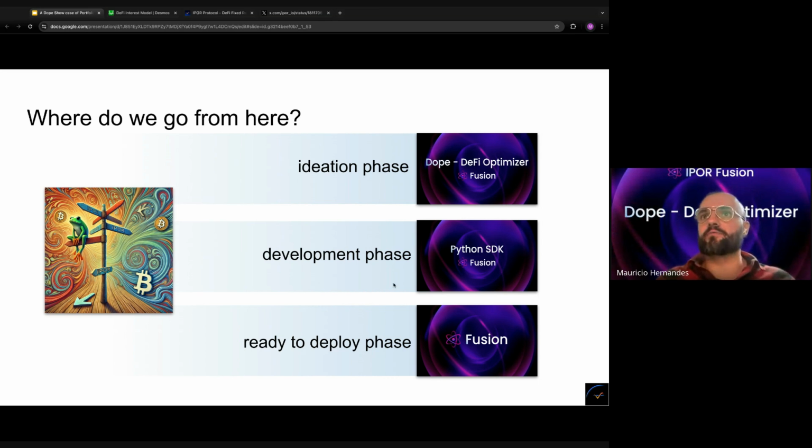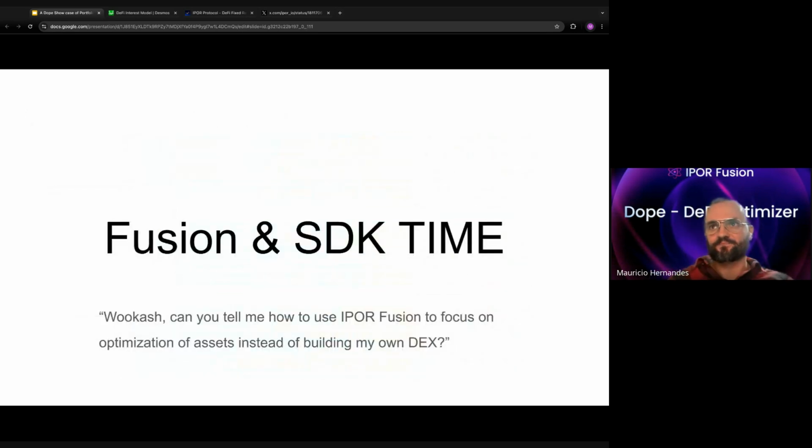Or you already have a strategy and you're just ready to develop, right? So you can just jump on the SDK and start integrating your strategy to event on the blockchain itself. Or you already have your strategy ready and really just ready to deploy. You can just go to Fusion, for example, and really just bash your strategy on chain immediately.